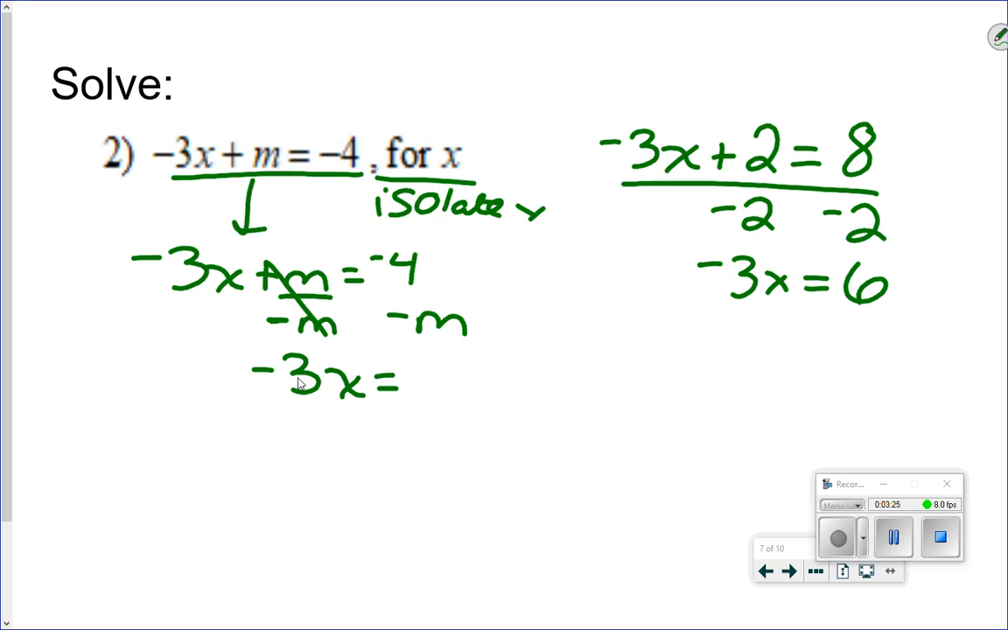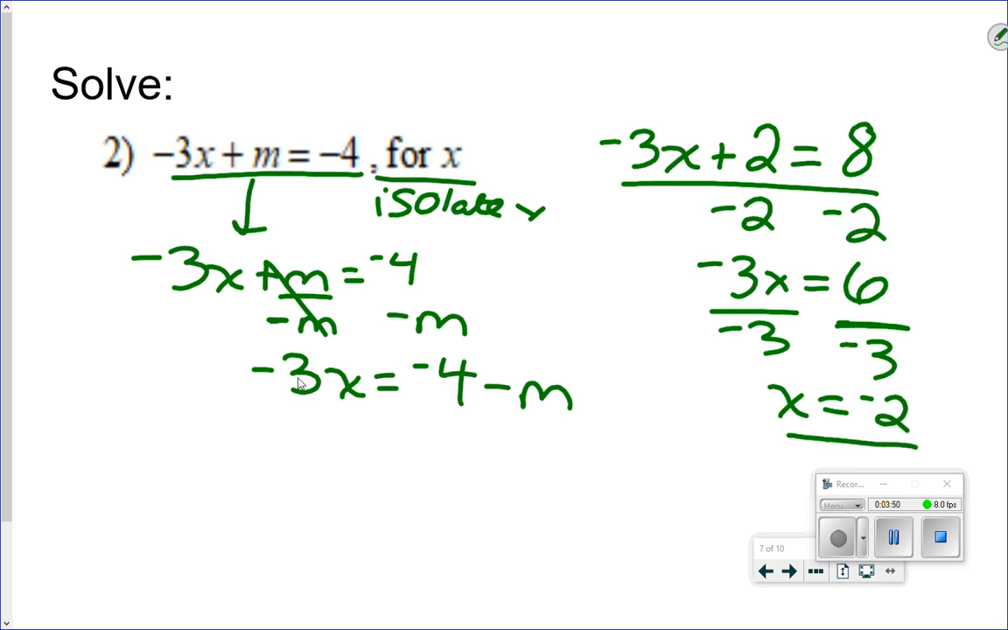The only difference is, on the right side over here, I could actually subtract 8 minus 2 and get 6. I can't subtract negative 4 minus m on this side, so I have to just leave it negative 4 minus m written like that. Since they're not like terms, I can't actually subtract them together. And then the last step you would do over here is divide both sides by negative 3, and you would get x equals negative 2 as an answer.